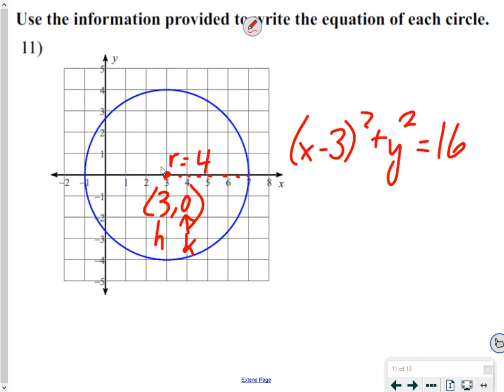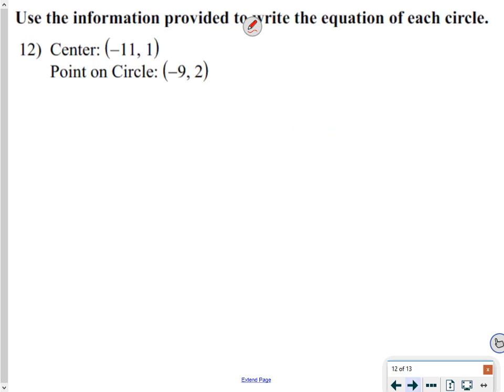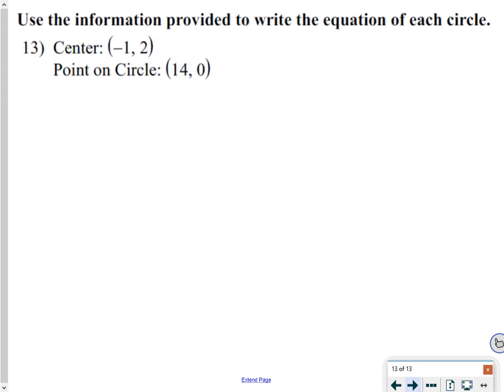All right, last one for number 13. So once again, skipping 12, going on to 13. What we're not told that we need to write the equation of the circle is the radius. So that's our first step. We've got to find the radius.